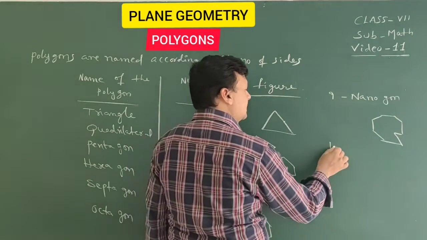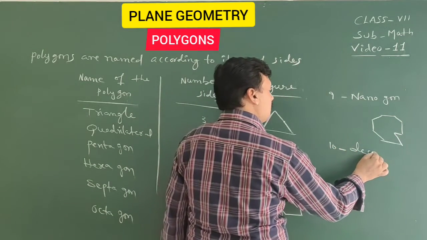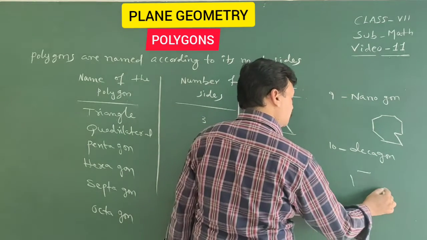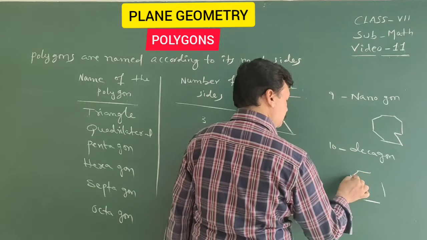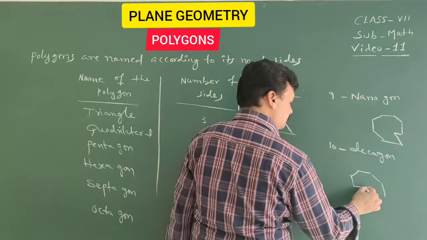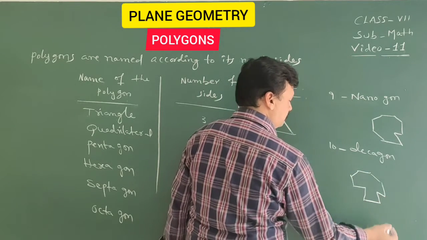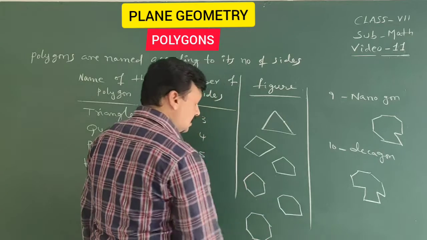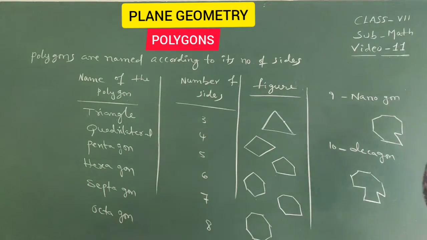Ten sides is a decagon. Here, the names are according to the number of sides of the given polygon.